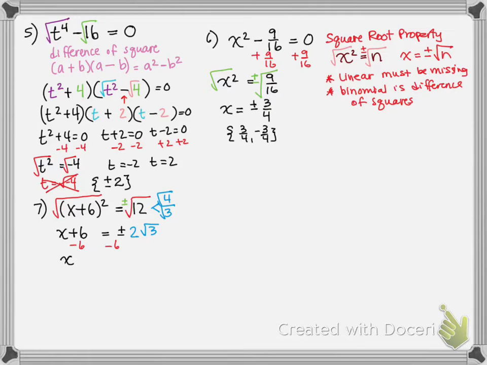So we get x is equal to negative 6 plus or minus 2 radical 3. So there's an interesting answer for you. So how would you write the solution set? Exactly the way that I wrote it, or I could split it up and write negative 6 plus 2 radical 3, comma, negative 6 minus 2 radical 3.